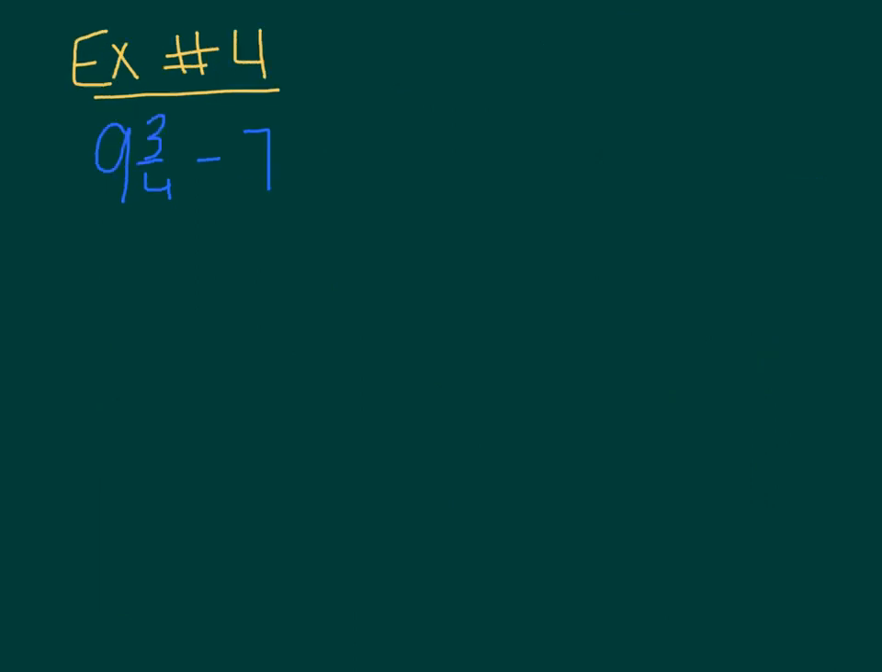All right, example number 4. 9 3/4 minus 7. So here's something that's a little different. When we had a whole number first, we had to change it. But if the whole number comes second, we don't have to change it. We could just go ahead and subtract. So 9 minus 7 is 2. And we don't have a fraction on this part, so we can just keep this fraction the same, 3/4. So the answer is 2 3/4.